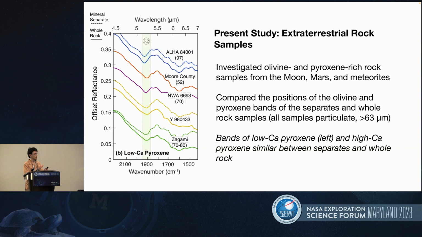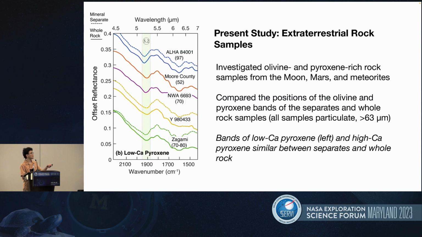And what we focus on in particular is comparing the positions of the minima of the Mg number diagnostic bands between samples that have both whole rock samples and mineral separates. And what we have found when we look at all these samples is that there's a strong agreement in the positions of the Mg diagnostic bands between the whole rock samples and the mineral separates. So let's look at this spectral plot on the left.